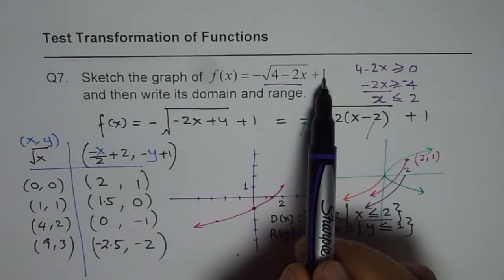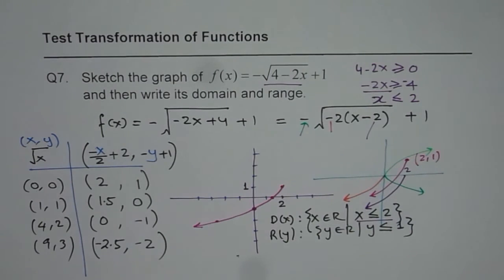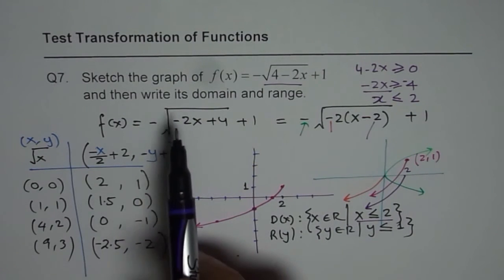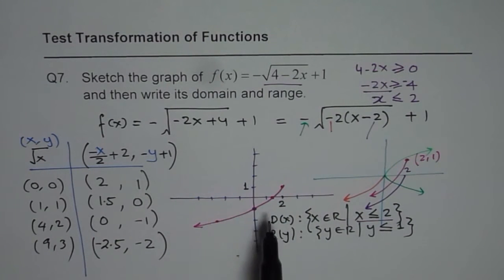So you could find the domain straight from the function itself, and range also. You have moved 1 unit up, and this is a reflection, so it's coming downwards. So what we observe here is that we can actually give a domain and range straight from the equation also, but the question is to write its domain and range after sketching the graph. So you need to sketch the graph first, as we did. But this is a very good example. You should go through it once again and understand all the transformations which we have discussed in this particular question. Thank you and all the best.